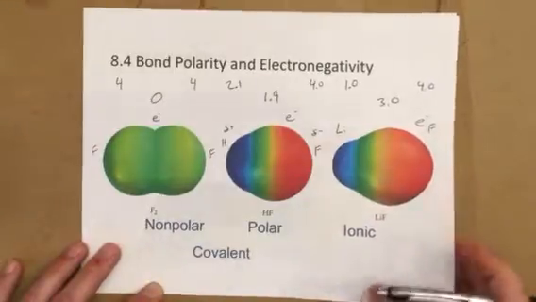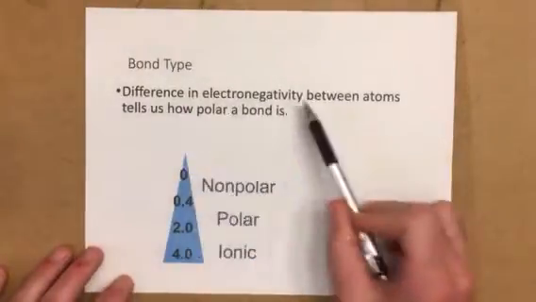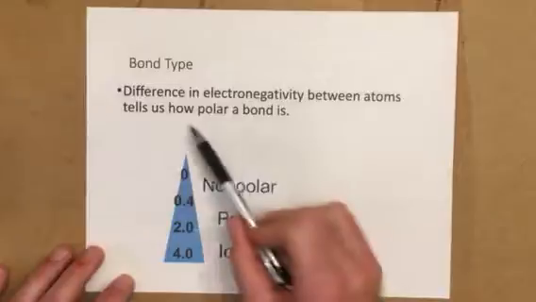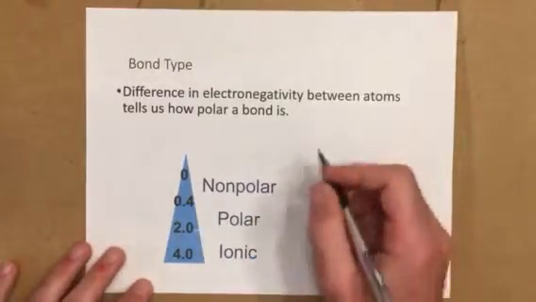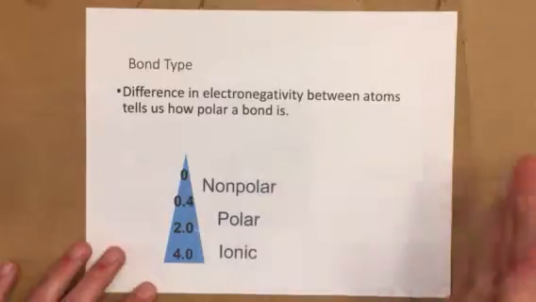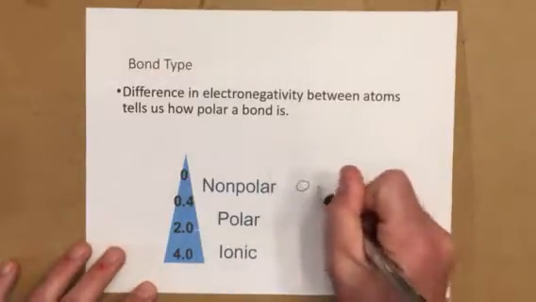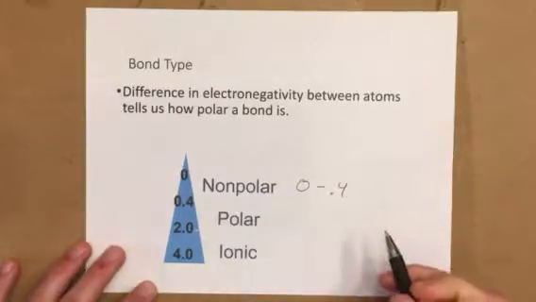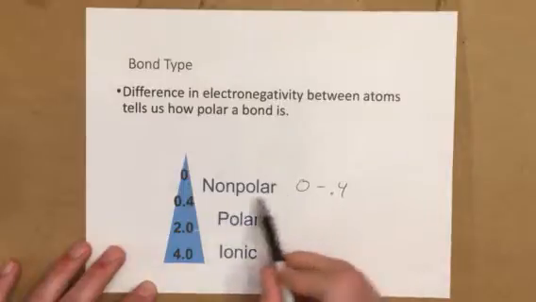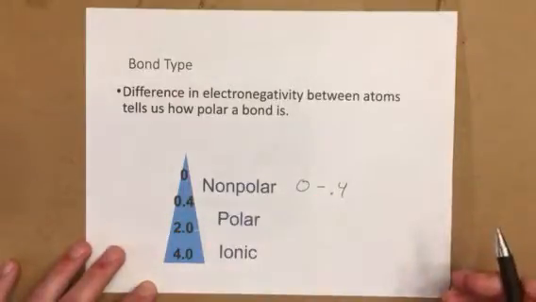As kind of guidelines that we use, the difference in electronegativity between the two atoms tells us how polar a bond is. So typically we'll consider a bond nonpolar if the difference in electronegativity, when you subtract, is between 0 and 0.4. We consider the bond to be a nonpolar covalent bond. So covalent means shared, and then nonpolar means it's sharing equally because it doesn't have a positive and negative side.